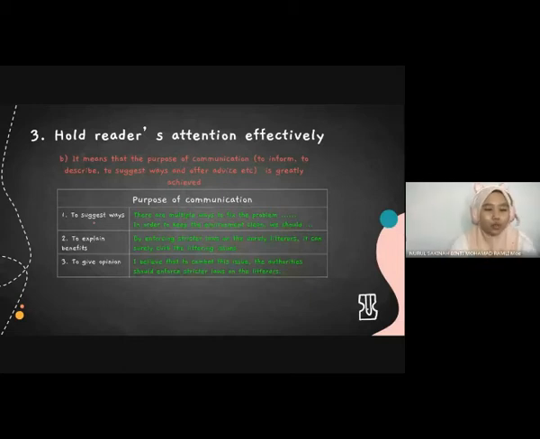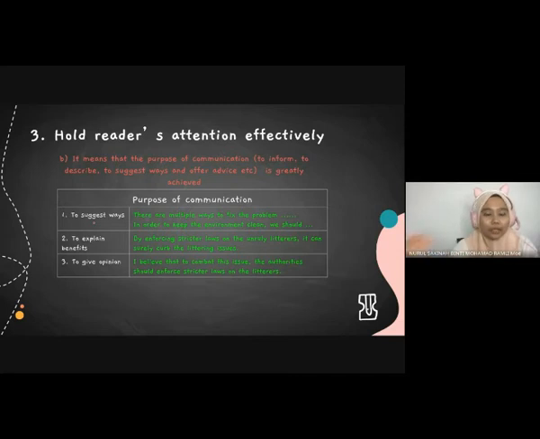Okay, to suggest ways: there are multiple ways to fix the problem. In order to keep the environment clean, we should blah blah blah. Then another one is to explain benefits. Okay, by enforcing stricter laws on the unruly litterers, it can surely curb the littering issues. The sentence "it can surely curb the littering issues" shows the benefit there.